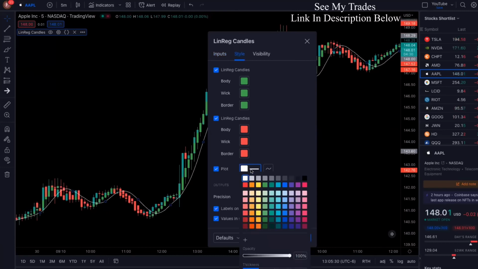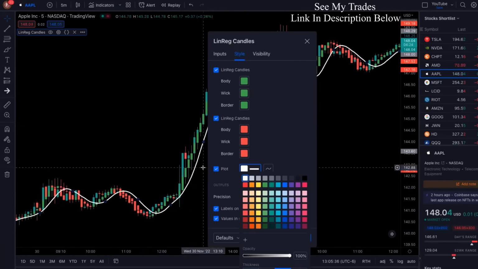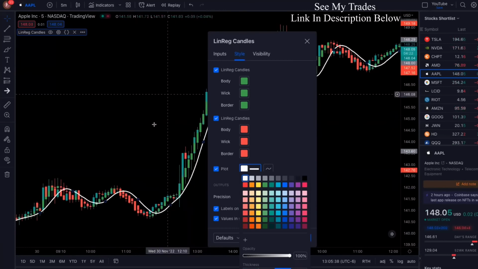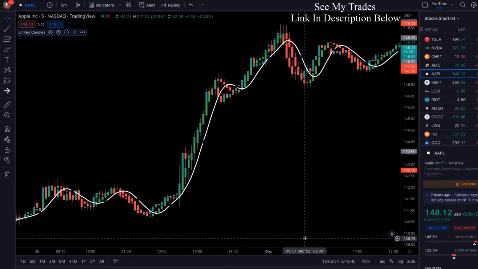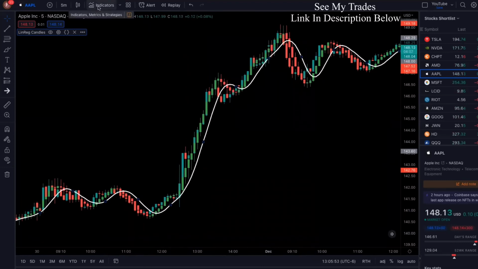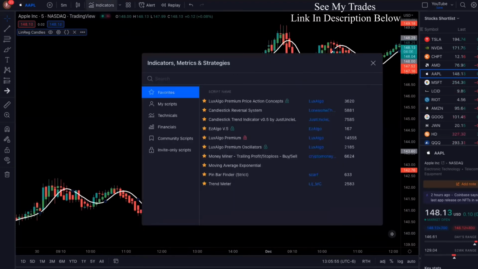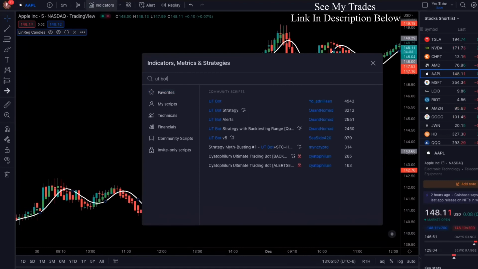I'm going to make this line a little bit thicker so it's easier to see. So I'm going to put it right here, so it's nice and bright. And if your background is white, the white line isn't going to show, so you can change the color to something else if you like. All right, so that is it on that particular indicator. So click OK.